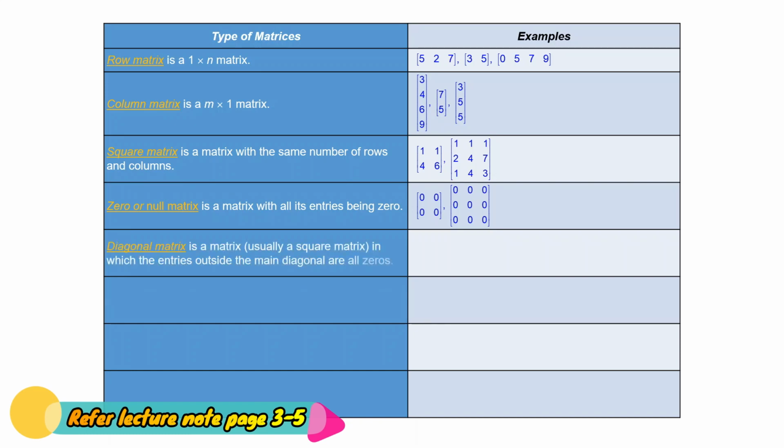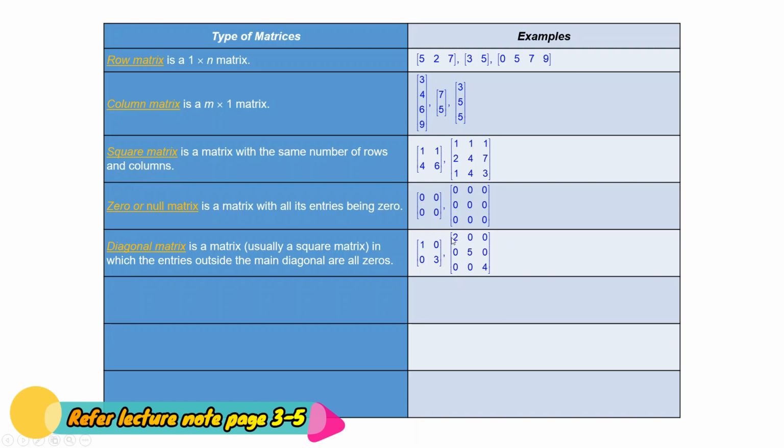Then we have the diagonal matrix. A diagonal matrix is a matrix, usually a square matrix, in which the entries outside the main diagonal are all zeros. For example, we have 1, 0, 0, 3. So 1, 3 is known as the main diagonal. All the entries outside the main diagonal are 0. So this is known as a diagonal matrix.